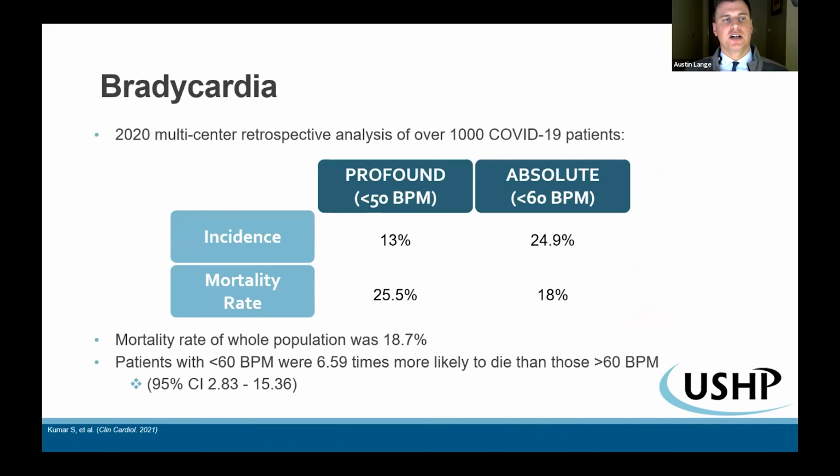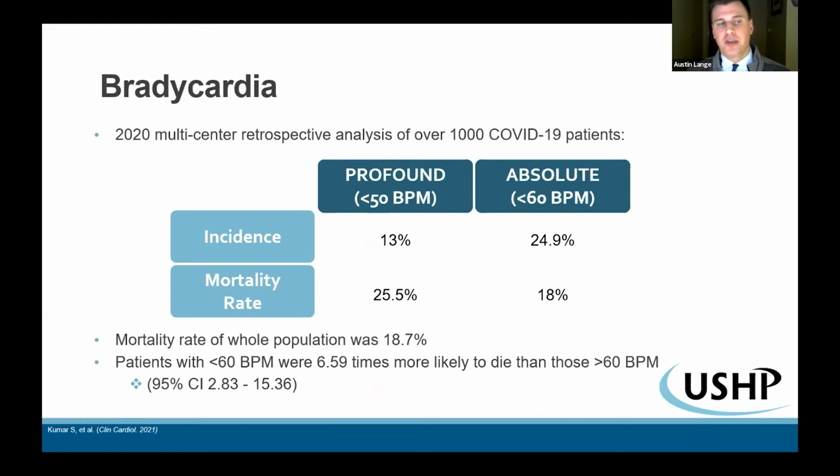As far as bradycardia, there was a 2020 multi-center retrospective analysis of 1,000 patients with COVID-19. They looked at profound bradycardia being a heart rate less than 50, and absolute being a heart rate less than 60. And the incidence of that was 13 and 25% respectively. And the mortality rate was 25% in the profound group and 18% in the absolute group, as compared to the whole population at 18.7. So higher within the profound group and a little bit lower in the absolute group.